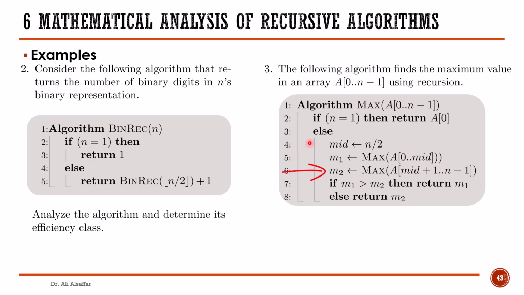After that call returns, it recursively processes the second half, ranging from mid plus 1 to the end of the array, and stores its maximum in M2. After returning from this second recursive call, it compares M1 and M2 and returns the larger of the two. In this example, it is required to analyze the algorithm and determine its efficiency class.